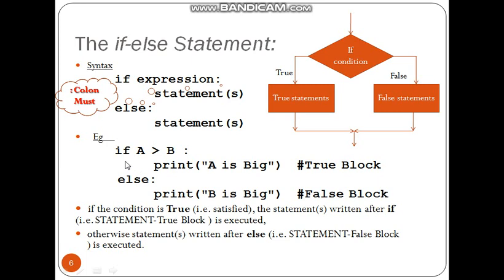Look at this example. If A greater than B, colon. If A is greater than B, it prints A is bigger. This is the true block. And if it is not true, that means A is less than or equal to B, it will execute B is bigger. So based on this condition, it is branching to this area or to this area. This is the if-else statement.